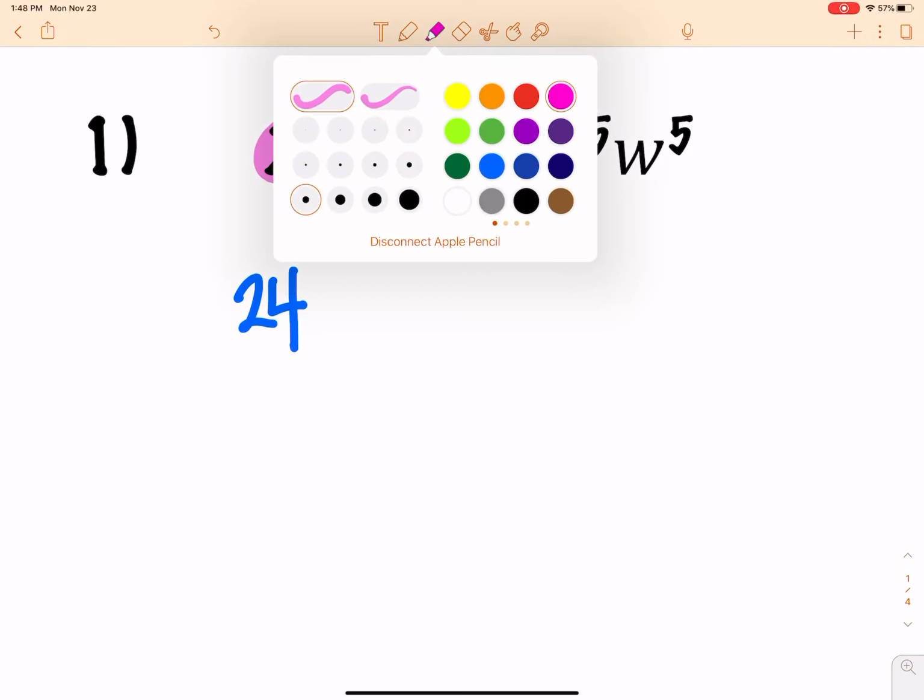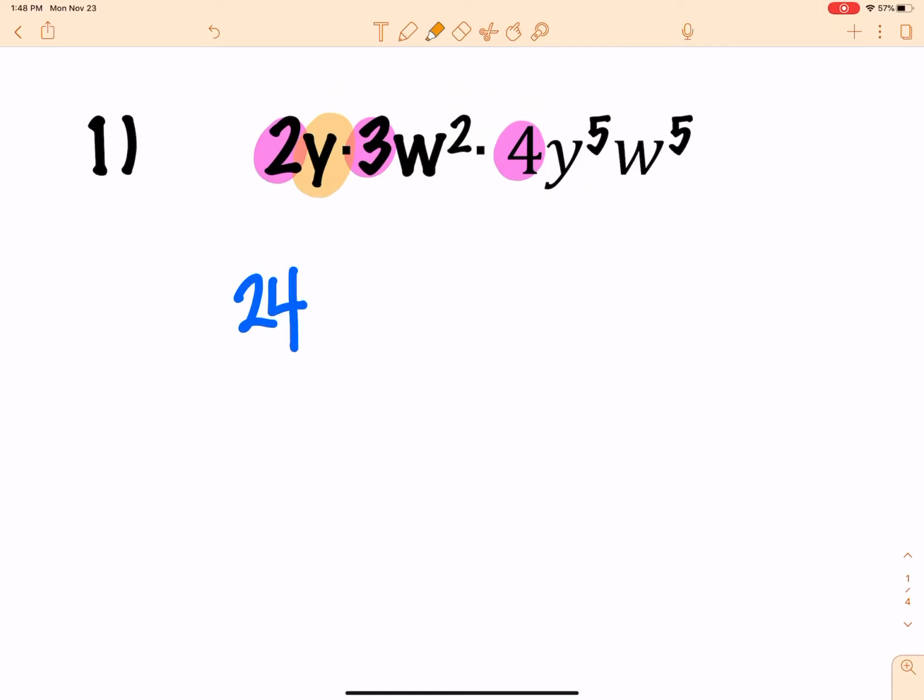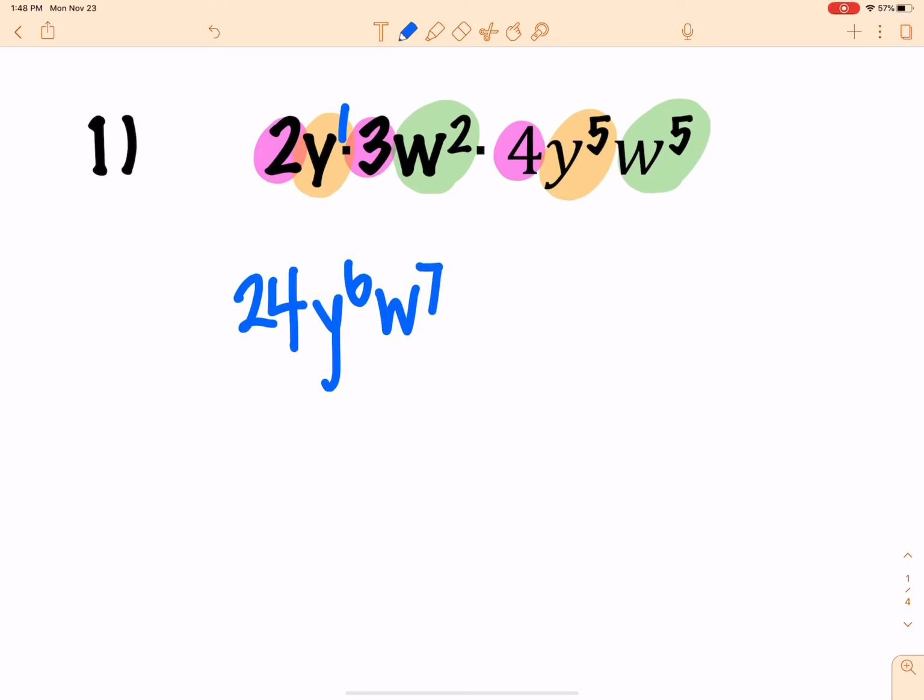Now let's get our like terms. So we have y and y to the 5th. These are being multiplied. So what do we do with those two numbers, 1 and 5? We add them together to get 6. Same with w squared times w to the 5th. Add those two numbers together, so w to the 7th.